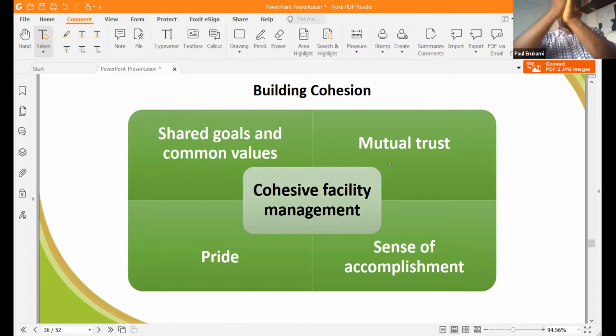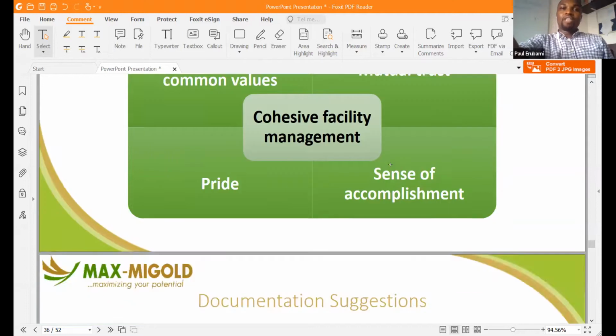As a team, we have a common goal. Everybody knows the goal. We know where we are going as a team. There's a sense of accomplishment in your team, right? And there's a sense of pride. Pride not in the negative connotation. I'm saying pride in the sense of satisfaction with what we are doing, right? We are proud of who we are. We are proud of what we are doing. So centering your entire team around this will help you to build a very cohesive team with respect to managing your facility management team.